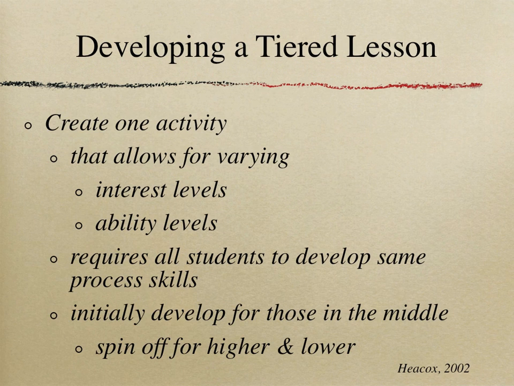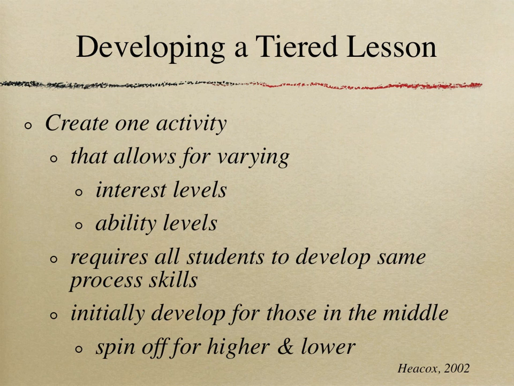When it comes to your first attempt at developing a tiered activity, the best thing to do is to begin with an activity or lesson you have taught in the past. Create an activity that allows for varying levels of ability and interest. It is important that you do not water down the activity or lessen your standards. Rather, you should make sure that all students develop the same process skill or learn the same content. Consider an activity that is designed for your middle students. By doing so, you will be meeting the needs of a majority of students in your classroom.